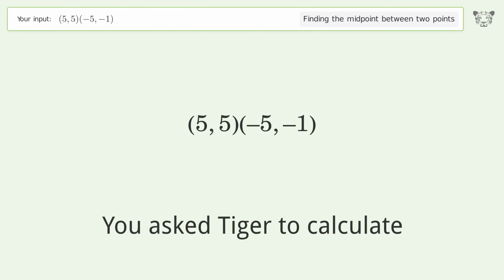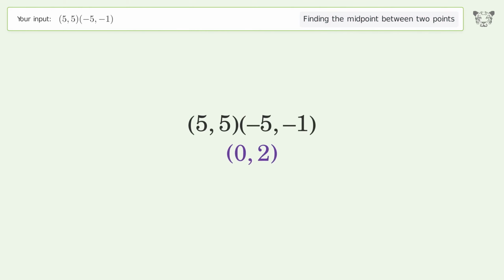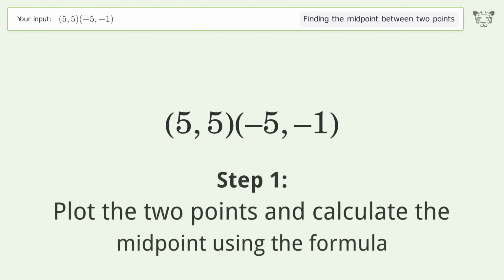You ask Tiger to calculate. This deals with finding the midpoint between 2 points. The midpoint between the 2 points is 0, 2. Let's solve it step by step. Plot the 2 points and calculate the midpoint using the formula.